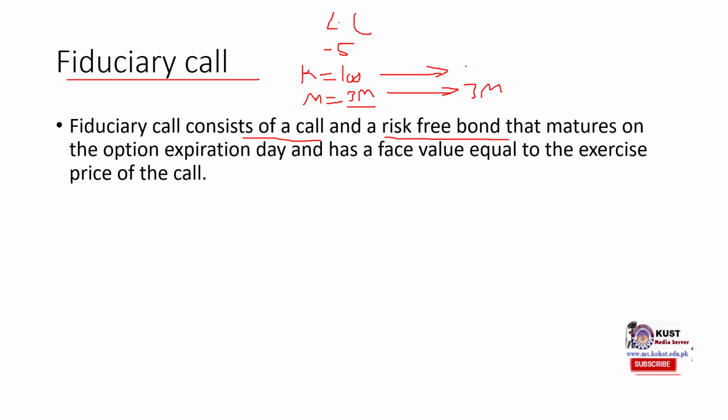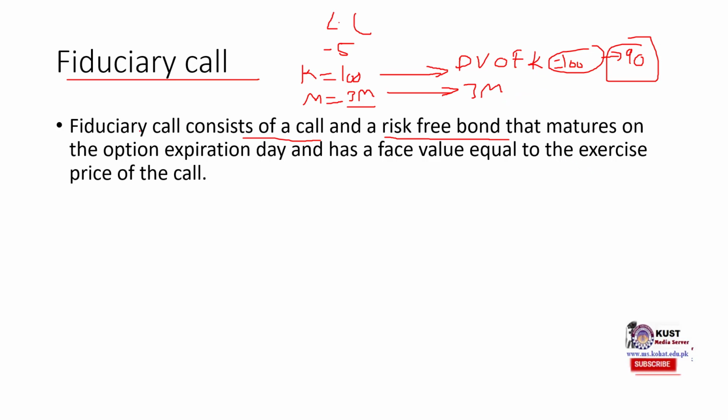Secondly, what should be the amount that you would invest in the risk-free bond? The amount should be the present value of the strike price, the K, which would be 100. So instead of investing 100 rupees, we are going to invest the present value. Say, for example, the present value is 90. This is a hypothetical value. So you are going to invest this 90 rupees for 3 months.